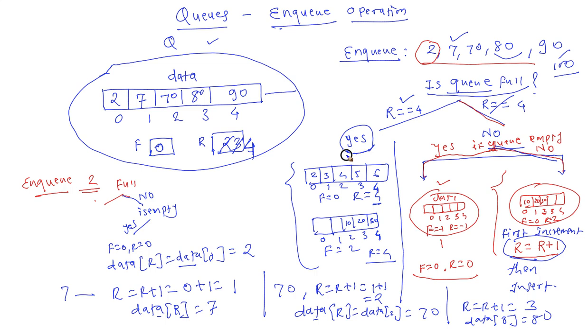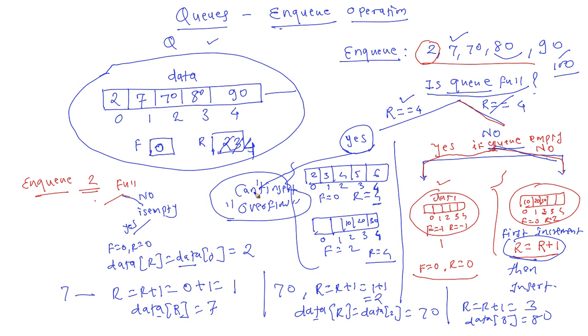And then I say, can't insert, can't enqueue. It is overflow, right? So that message I'll print. And I'll exit this operation, right? So that is the enqueue operation.